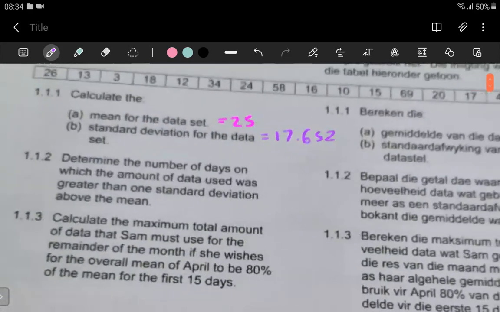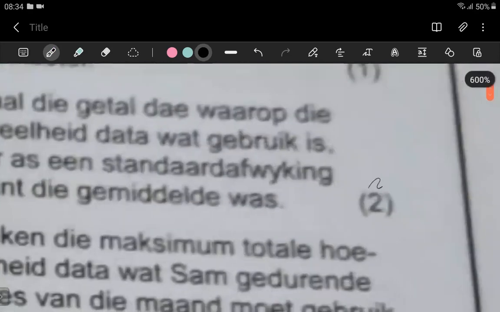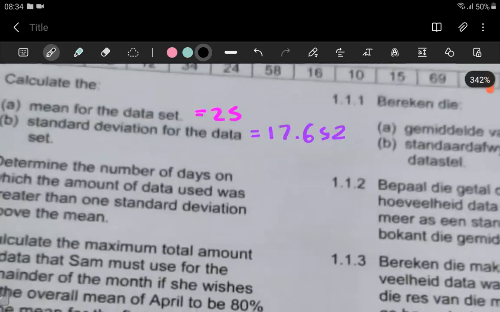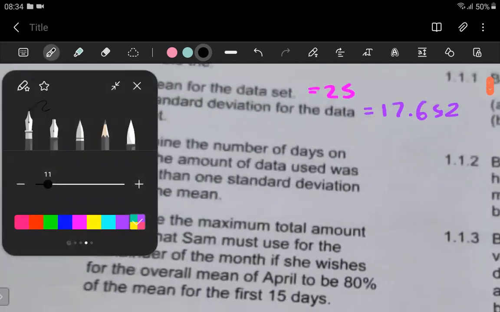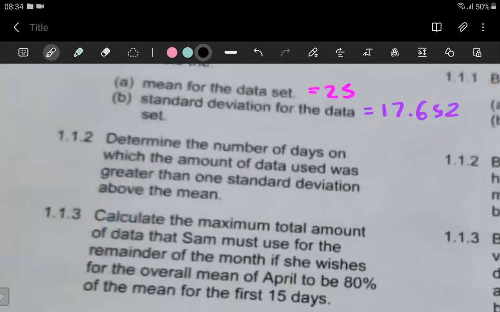And then 1.1.2 says what now? It's a 2 mark question, right? Yeah, 2 mark question that says determine the number. What does it say this question? Determine the number of days which the amount of data used was greater than the one deviation above the mean. Okay. Do you know how to work out these kinds of questions?